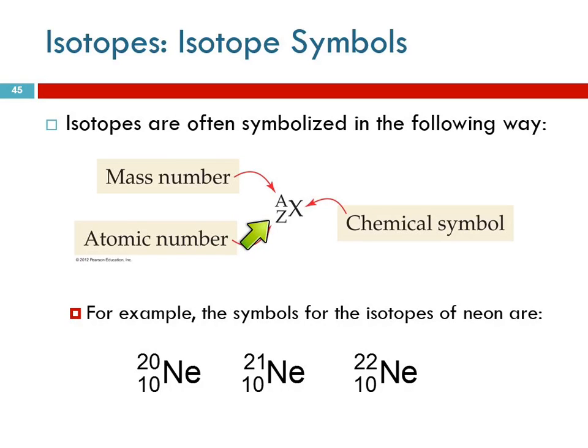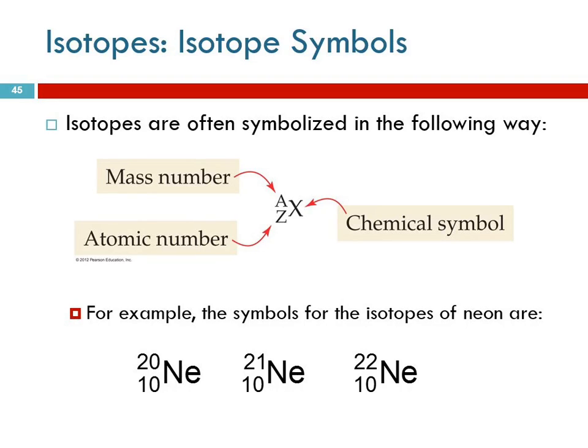What does the atomic number represent? Number of protons. Okay. The mass number, as we'll see in a minute, is the number of protons plus neutrons. The number of particles that have significant mass. The electrons are so small we don't even bother. So for those 3 different isotopes of neon, here's neon 20, neon 21, and neon 22. They all have the same number of protons. They all have the same element symbol. They're all neon. But they have different numbers of neutrons.